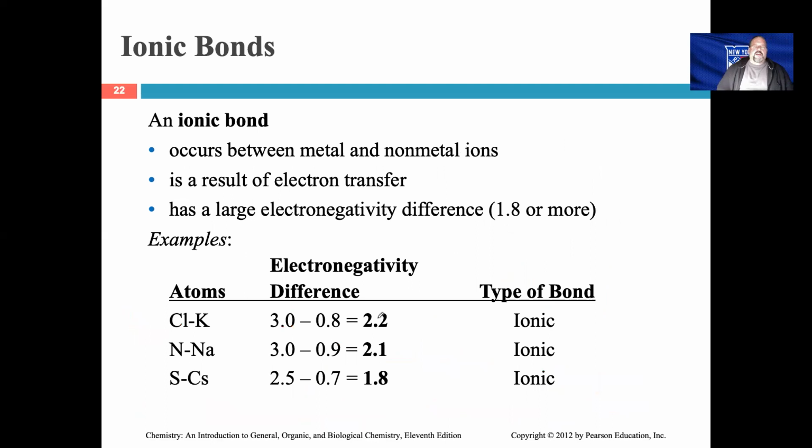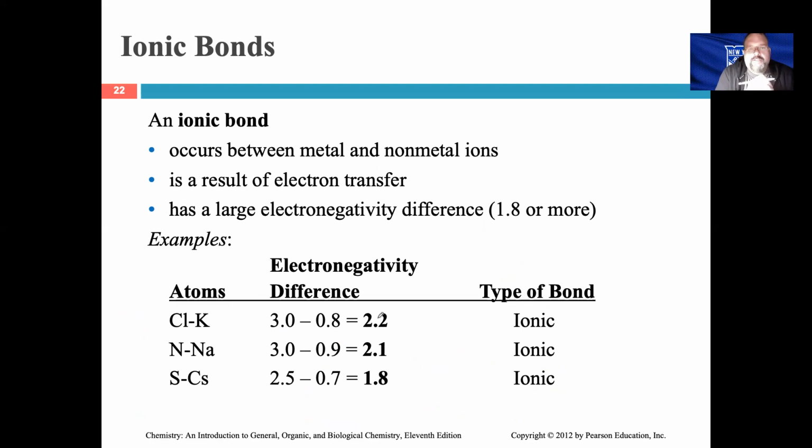Okay. Finally, we get to ionic bonds. As we know, ionic bonds occur between metals and nonmetals. And ionic bonds are the force of attraction between ions of opposite charge that result from electron transfer, the metal losing its valence electrons, which are gained by the nonmetal.